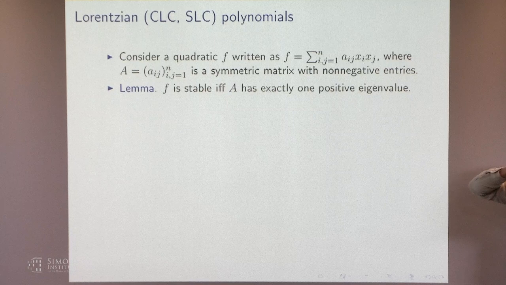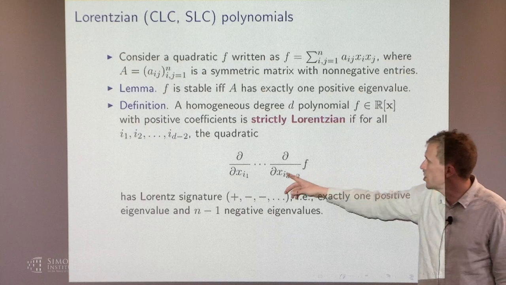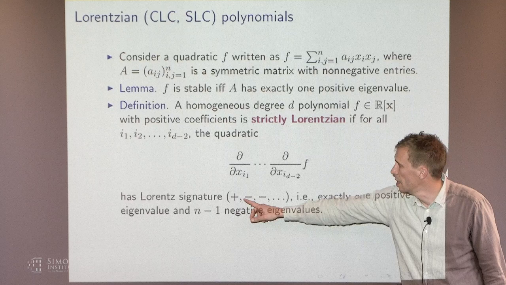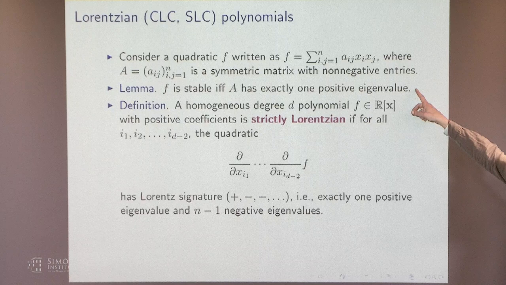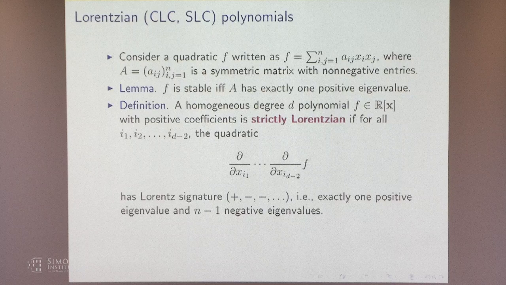So this is how we define Lorentzian polynomials. A homogeneous polynomial of degree D with positive coefficients is strictly Lorentzian if whenever you differentiate it D minus 2 times along the coordinate axes, you get a polynomial with strict Lorentz signature. So it should not be singular, it should be non-singular. This is the strange definition of being strictly Lorentzian. But by this lemma, this essentially means that if you differentiate D minus 2 times, you end up with a strictly stable polynomial. So this is sort of a relaxation of being strictly stable.